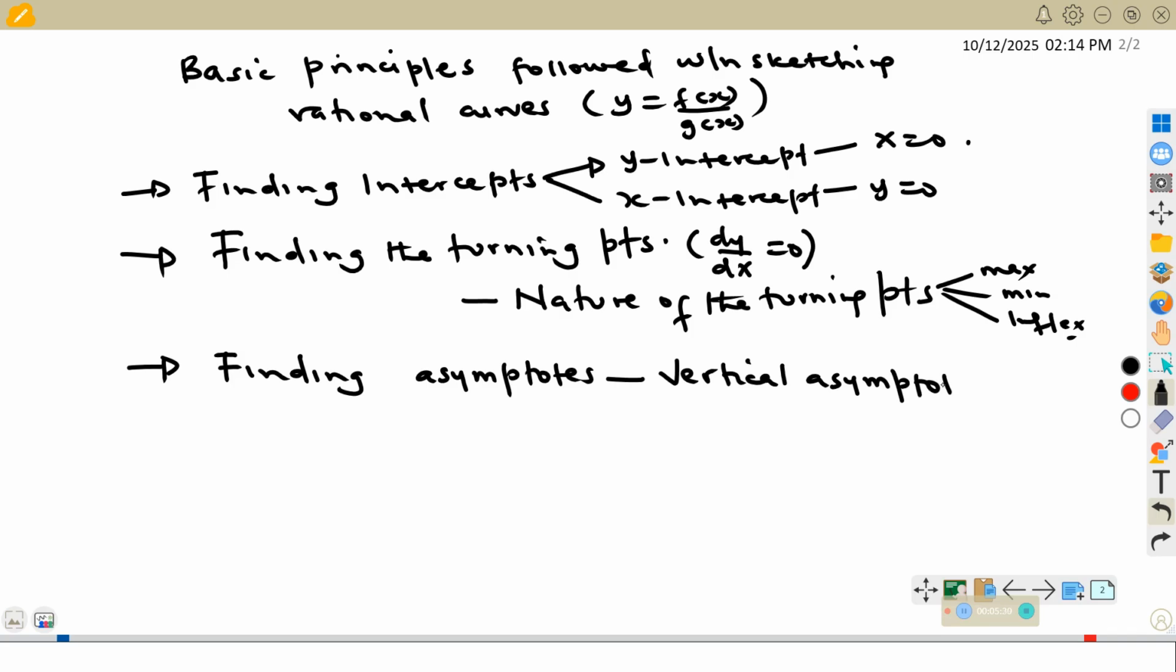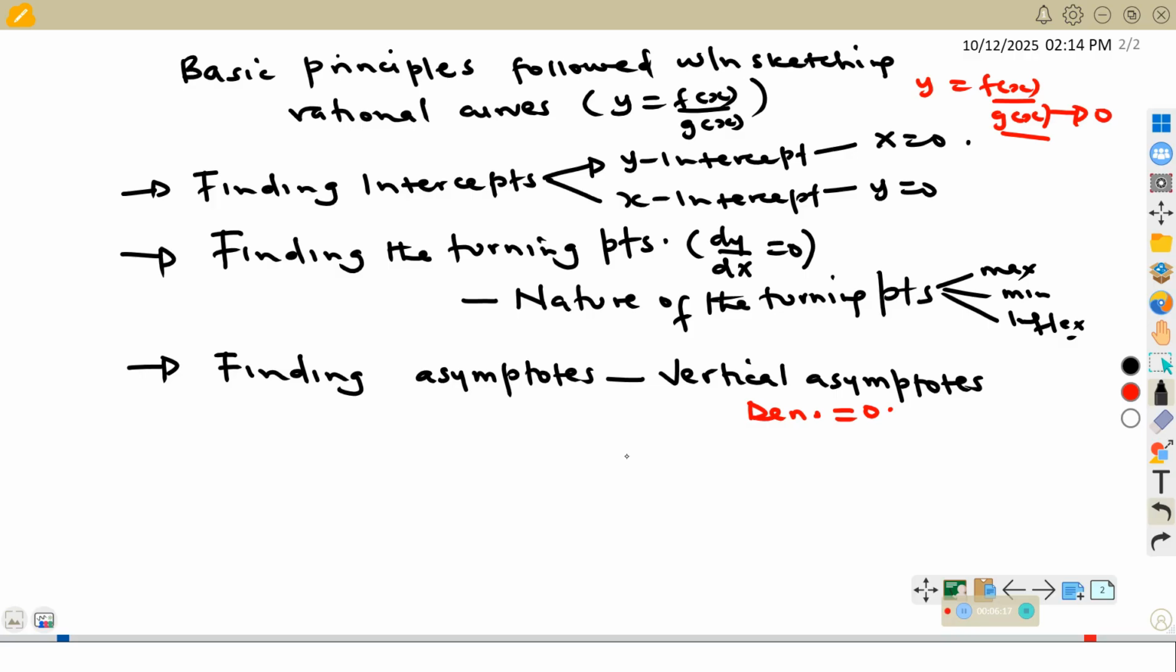And for vertical asymptotes, these are normally obtained by equating the denominator to 0. So these are the values of x for which y tends to infinity. If you have y as f of x over g of x, for what values of x will make this function undefined, or make y tend to infinity? That is when g of x is equal to 0. So here you equate the denominator to 0, and the values of x that you obtain will be called the vertical asymptotes.